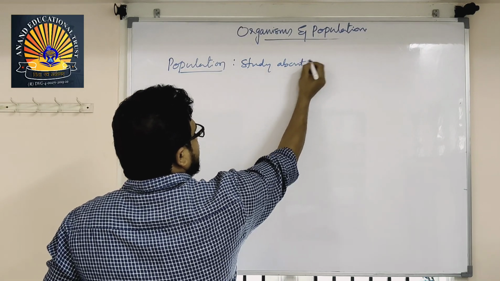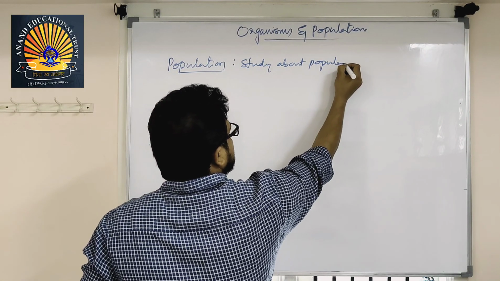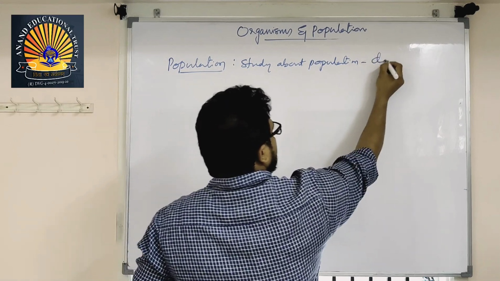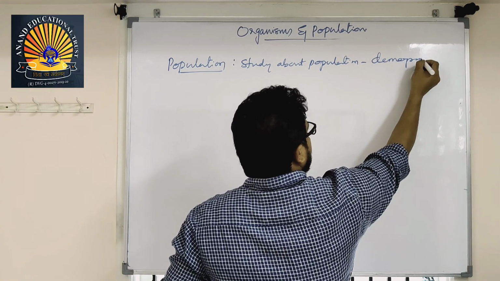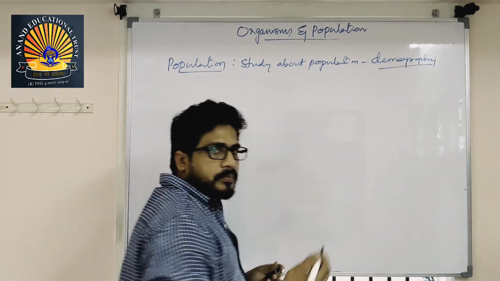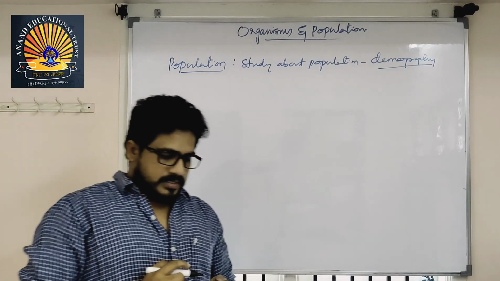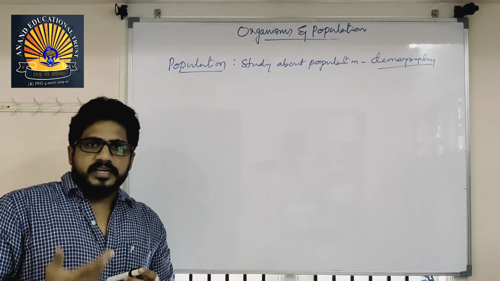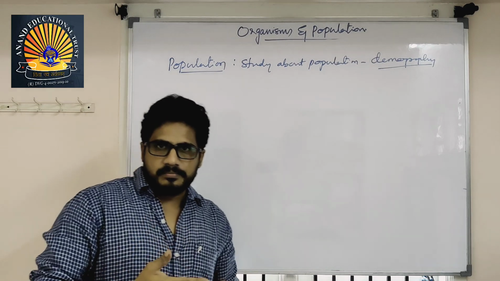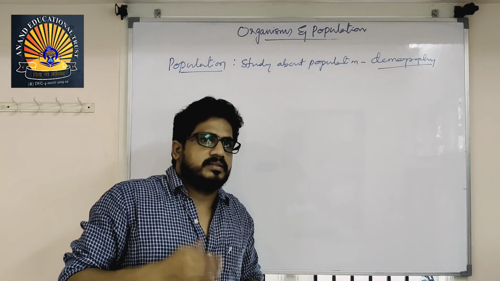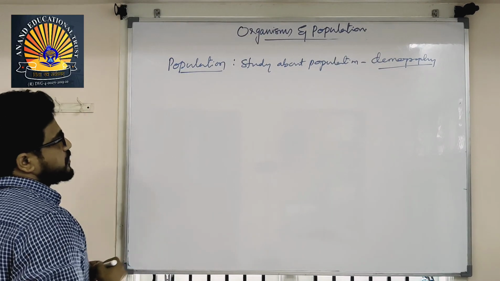The study about population is called demography. In the case of the study about the human population, that is human demography. It is nothing but the census. Every 10 years we use it to calculate the population growth. That is by census.